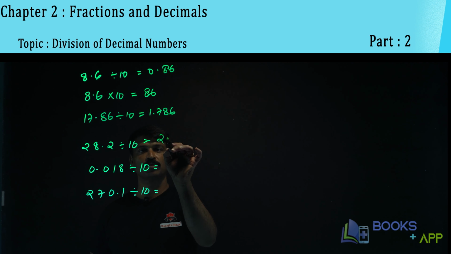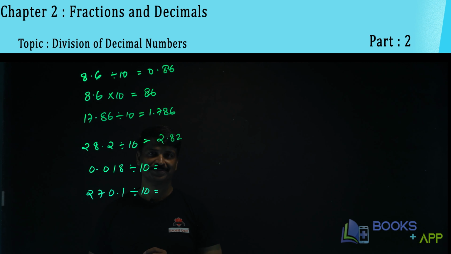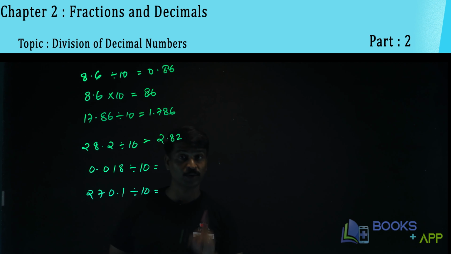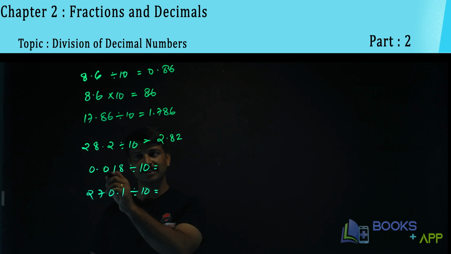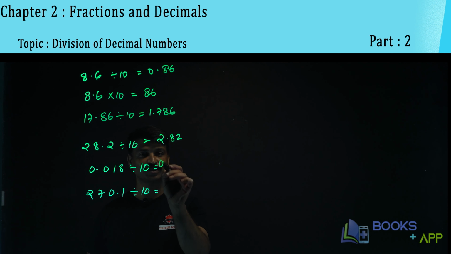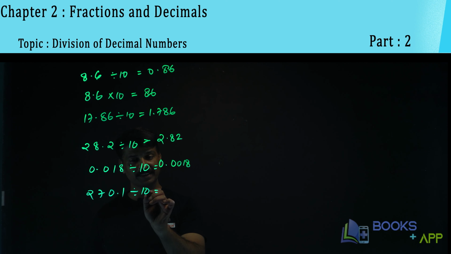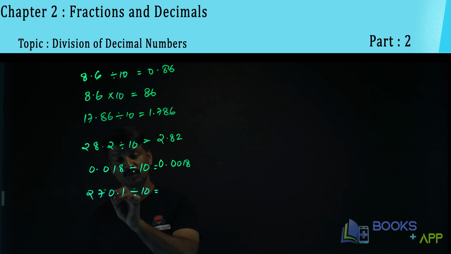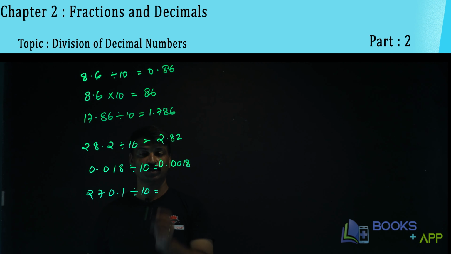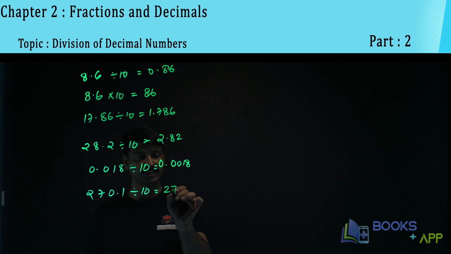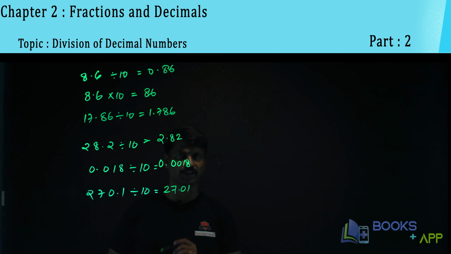So it becomes 2.82. The next one: when you divide by 10, this point will jump 1 point to the left. So it becomes 0.0018. For the last one, when you multiply by 10, the answer becomes 2701. When you divide by 10, this point will jump 1 point to the left. So it becomes 27.01. I think it is clear.